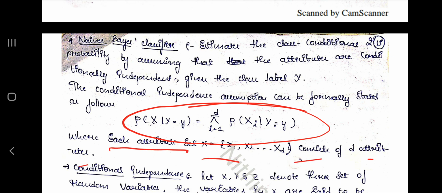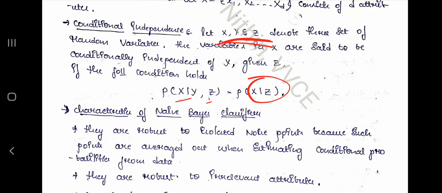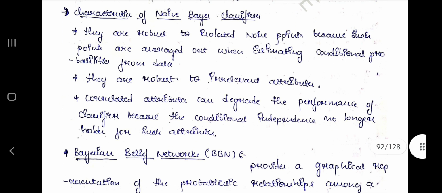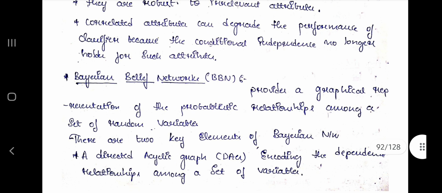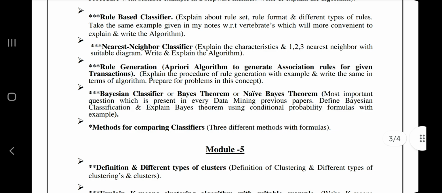X belongs to the set of d attributes. And what is conditional independence? Each of these will be disjoint. That is known as conditional independence. P of x given y and z is equal to P of x given z. In the characteristics it is also given that it is robust and takes less time, so it is more efficient, and since the attributes are conditionally independent, it is easier to perform the operation. After that there is a subtopic, Bayesian belief network, which is not that important. So for now this much only I will discuss.